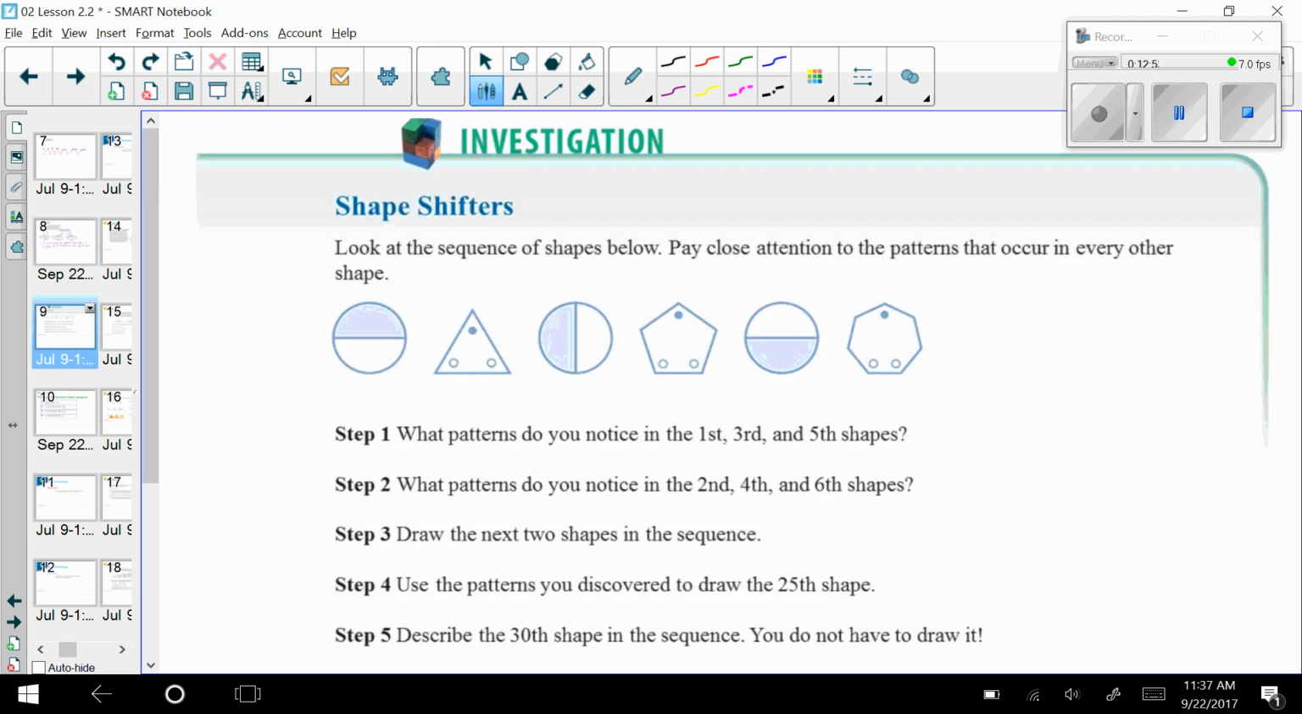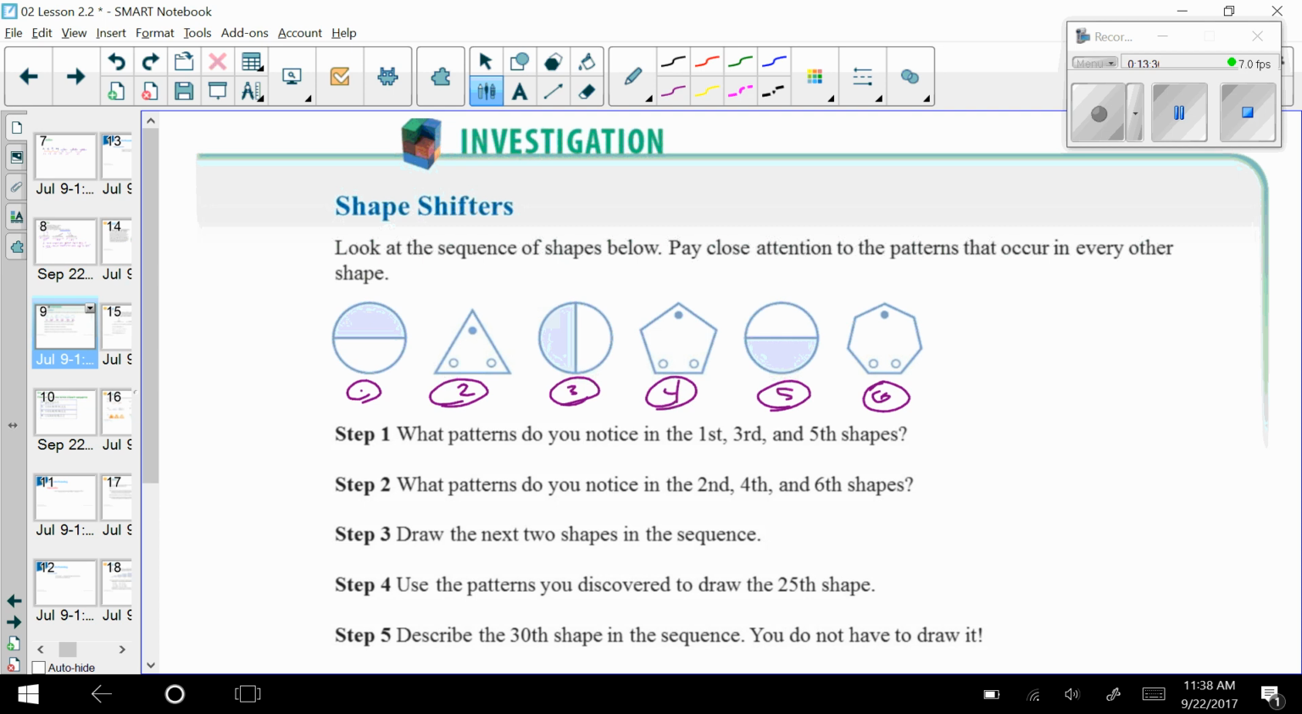On this next example that you have on your note sheet, look at these patterns of shapes. So here's the first term, or the first pattern in the sequence. Here's the second pattern, third pattern, fourth pattern, fifth pattern, and sixth pattern. So what do you notice about the first, third, and fifth shapes? They're all circles.